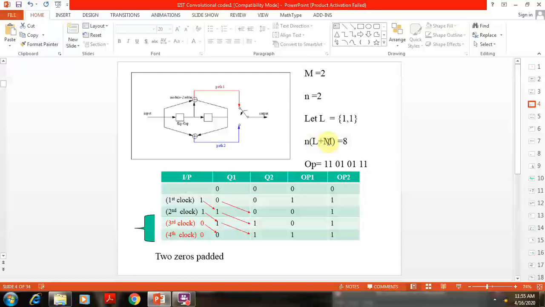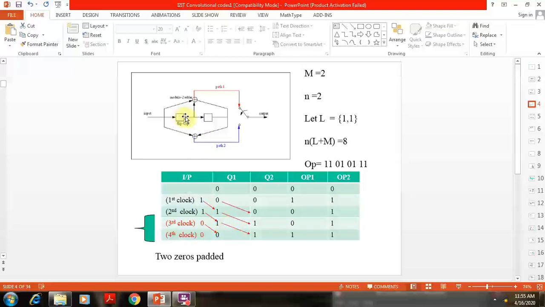It is (L plus m) into n. So what is the length of the message? L is 2. So 2 plus 2 is 4, 4 into 2 is 8. So 8 bits will be the output. Now how do we get this particular output? This table will explain it. So this is the operation of the convolutional encoder.